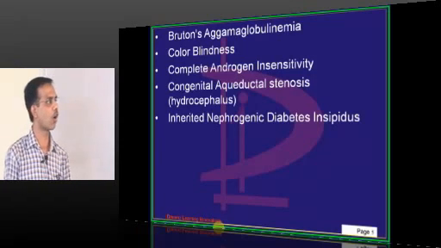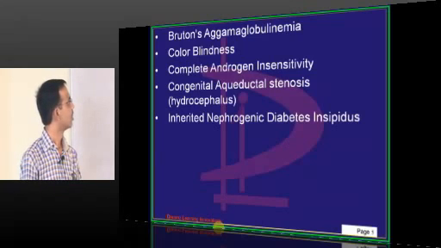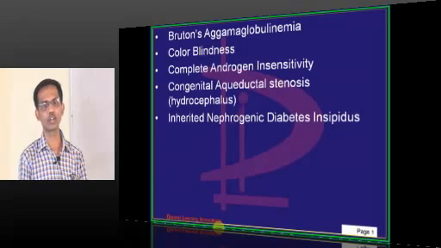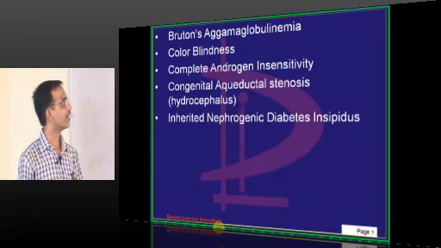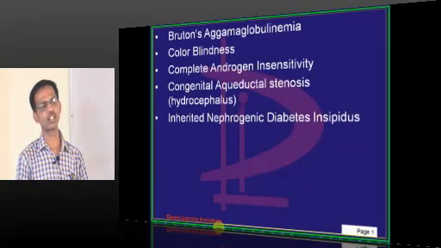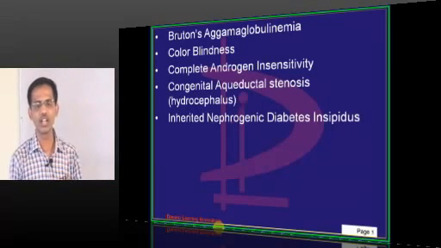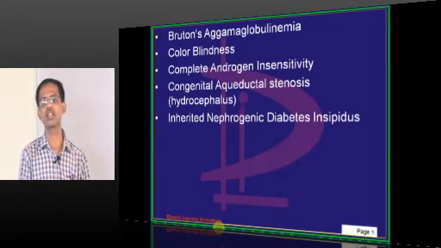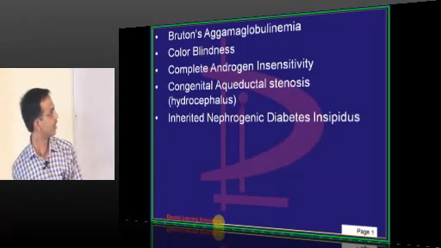Testicular feminization or androgen insensitivity syndrome, X-linked recessive. Congenital aqueductal stenosis causing congenital hydrocephalus, it's X-linked recessive. Inherited nephrogenic diabetes insipidus, X-linked. The list, how you want to remember, the choice is left to you, but as and when we keep revising them again and again, you will come across these disorders. Somehow it will be imprinted. X-linked recessive disorders.